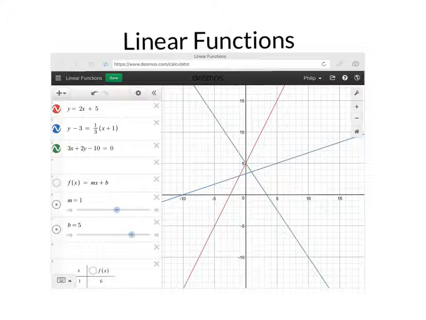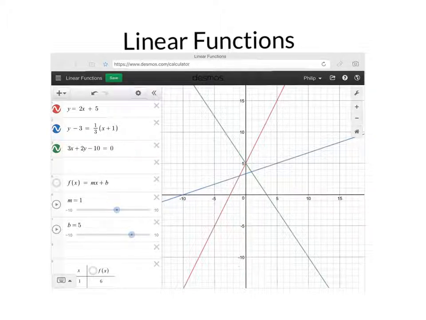And if we look over here on the left, we'll see that the equations are right here. So the equation of the red line is given by y equals 2x plus 5. The blue one is y minus 3 equals 1/3 x plus 1. And the green line is given by 3x plus 2y minus 10 equals 0. So when we look at these graphs, we see that all three of them are straight lines. And so that gives us a clue that we're dealing with a linear function.